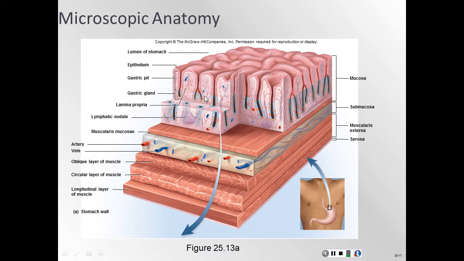and the muscularis externa, which we have here, this area here, has 3 layers rather than 2. It has an upper longitudinal layer, a middle circular layer, and then an inner oblique layer.